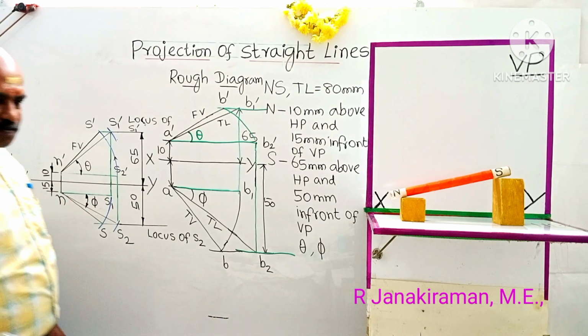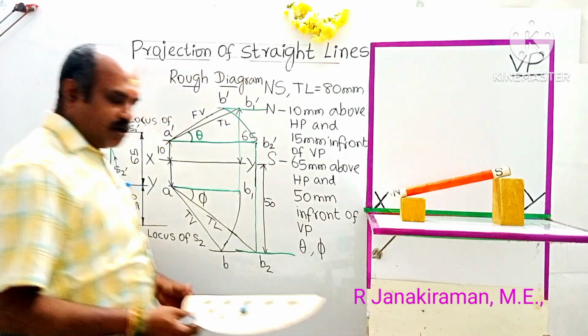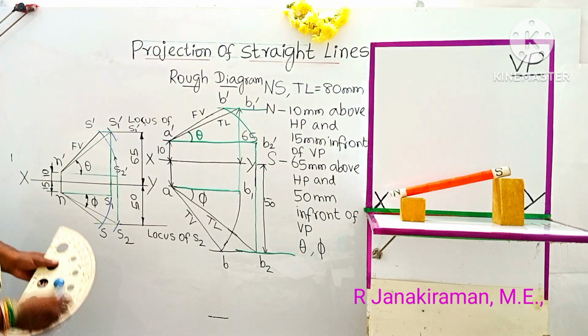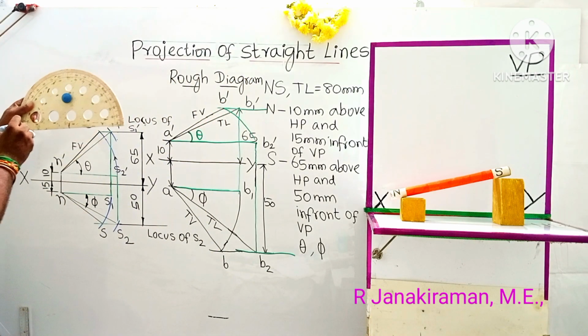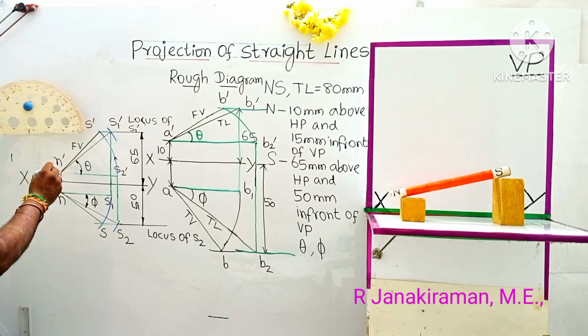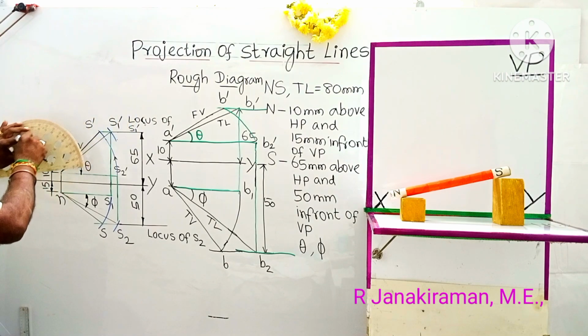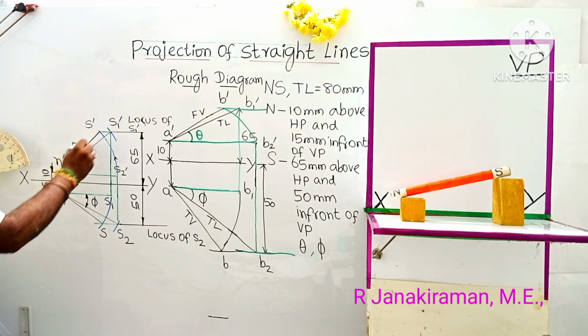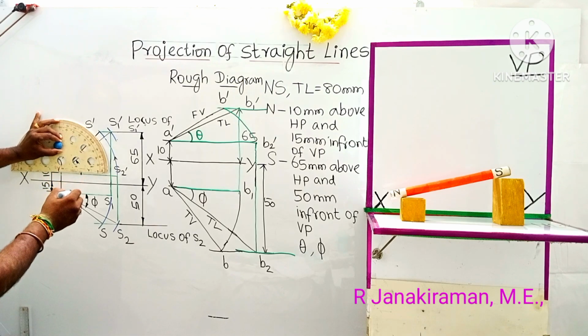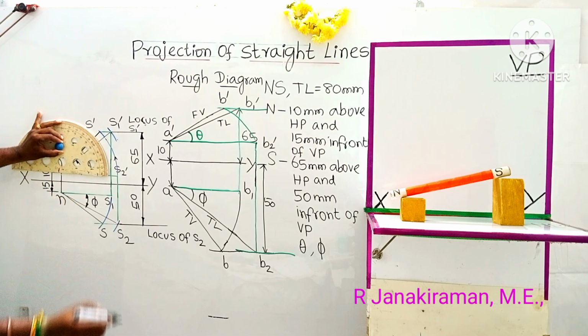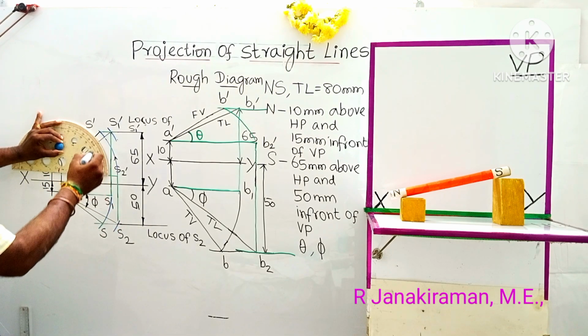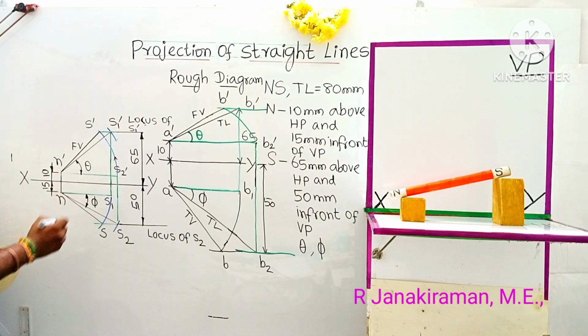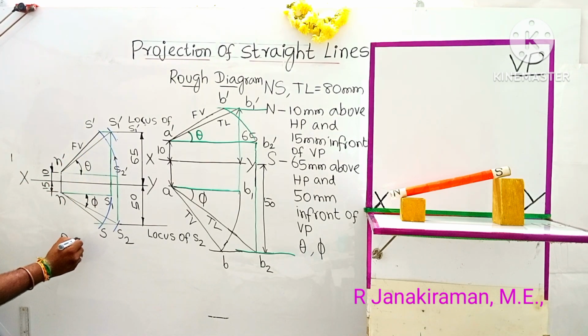Take your protractor. Measure this angle from your drawing sheet. The horizontal baseline of your protractor must coincide with N dash, and measure the angle N dash S1 dash. It's the true inclination with HP. This comes as 44 degrees. So below your diagram you can write theta, the true inclination with HP, 44 degrees obtained, measured from the diagram.